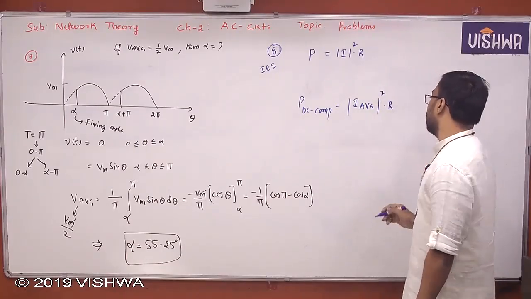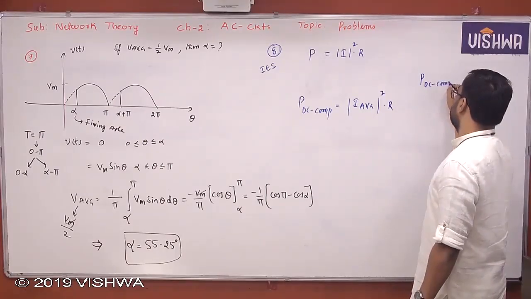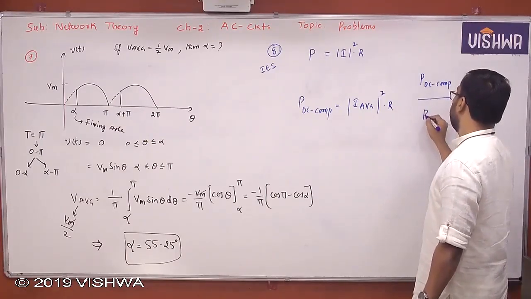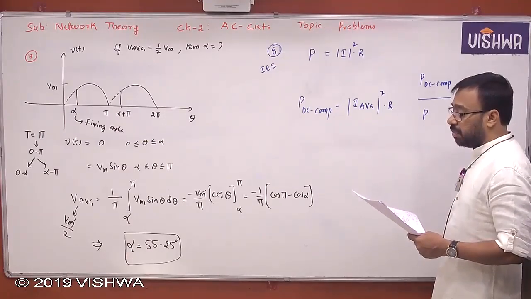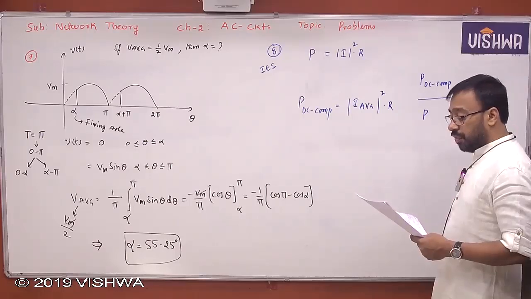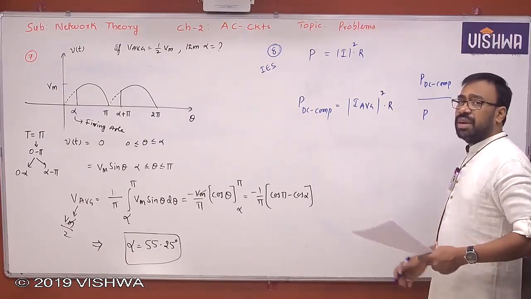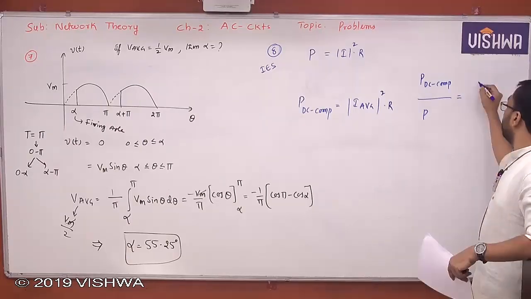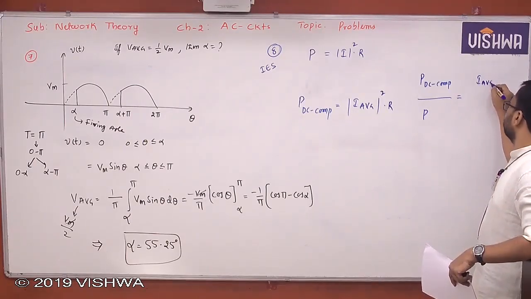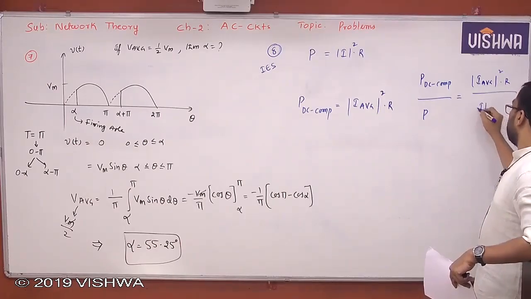Now he is asking the power due to the DC component divided by the effective power. The ratio of available power from the DC component of a full wave rectified sinusoid to the available power of the rectified sinusoid. The available means the total or net or effective. So what you get here: DC component I average square into R divided by I RMS square into R. They both will get cancelled.